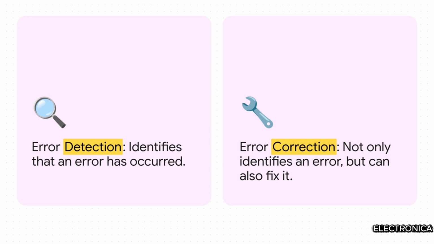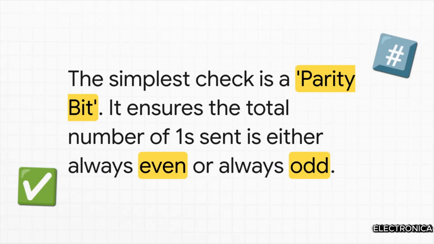Then you have the more advanced version, error correction. This is like a fire sprinkler system. It doesn't just know there's a problem, it has enough information built in to fix it right there on the spot. So, what does a simple check look like?